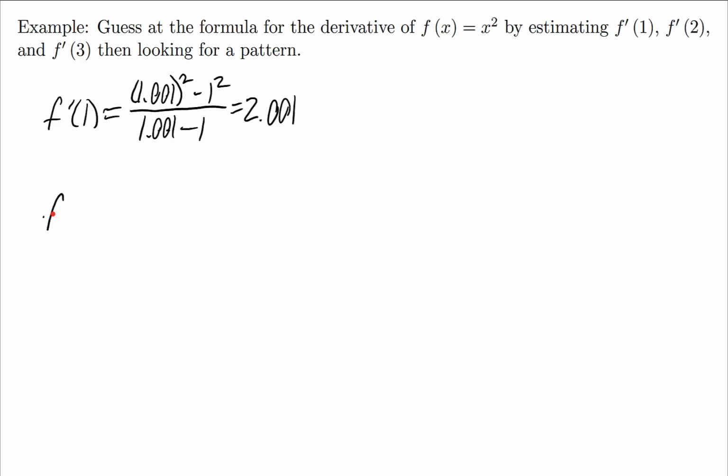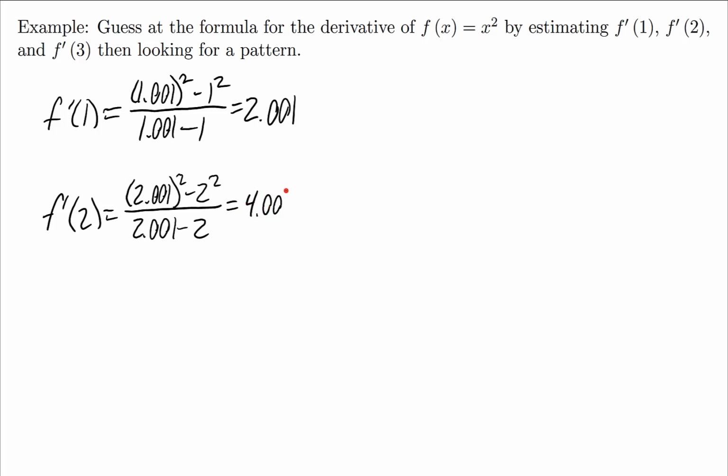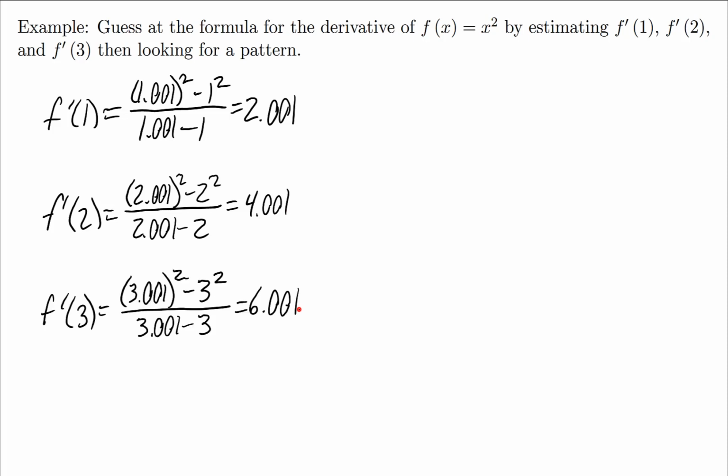Let's do it again for f prime of 2. This time I'll be doing 2 to 2.001. In that case, I get 4.001. And f prime of 3 will be similar. For that one, I get 6.001.